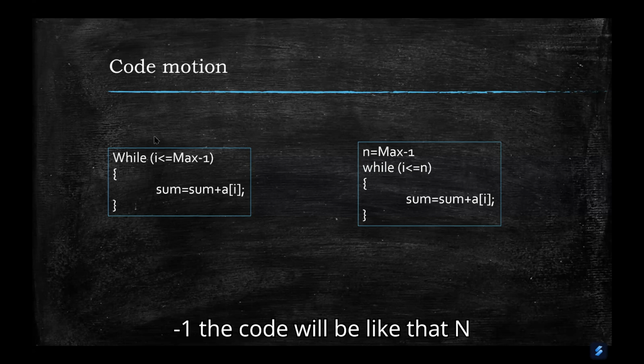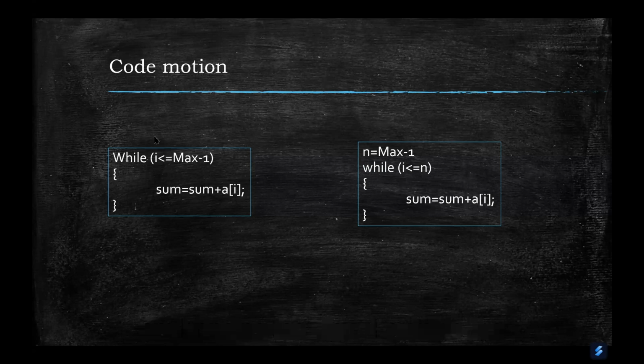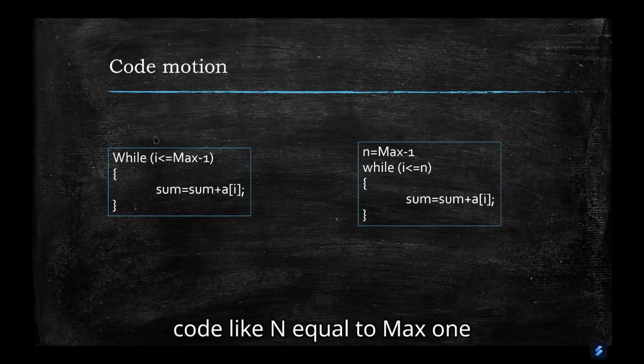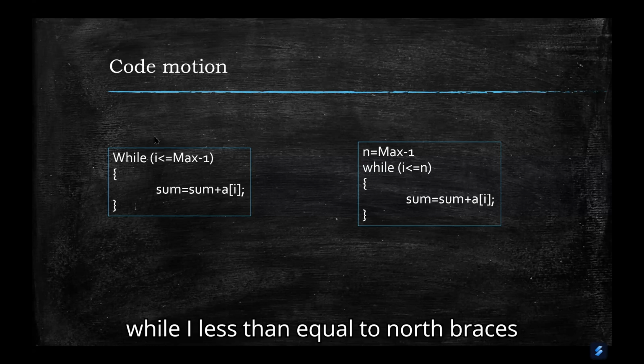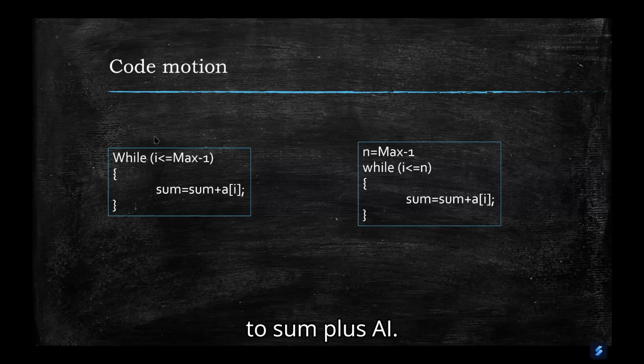The code will be like this: n = max - 1. We are bringing the max - 1 outside the inner loop, so that finally we get the code like this: n = max - 1, while i <= n, braces, sum = sum + a[i]. This is code motion.